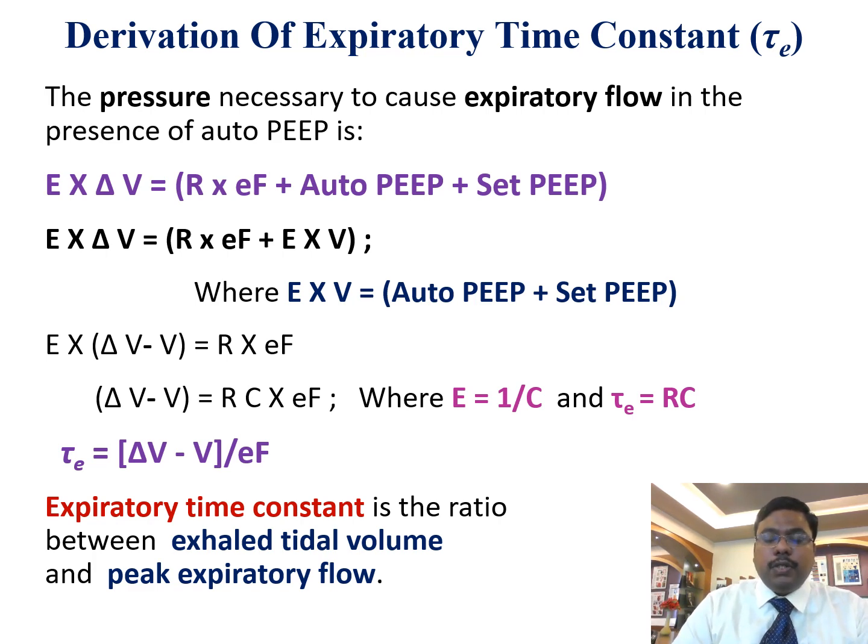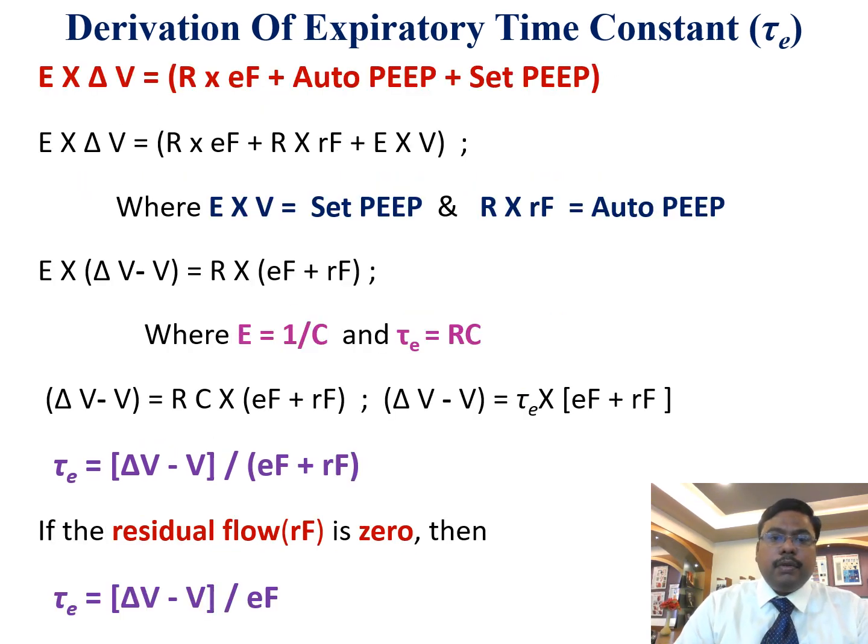So expiratory time constant is the product of resistance and compliance, and elastance and compliance are inversely related. So expiratory time constant is a ratio between exhaled tidal volume and peak expiratory flow, because delta V minus V denotes exhaled tidal volume.